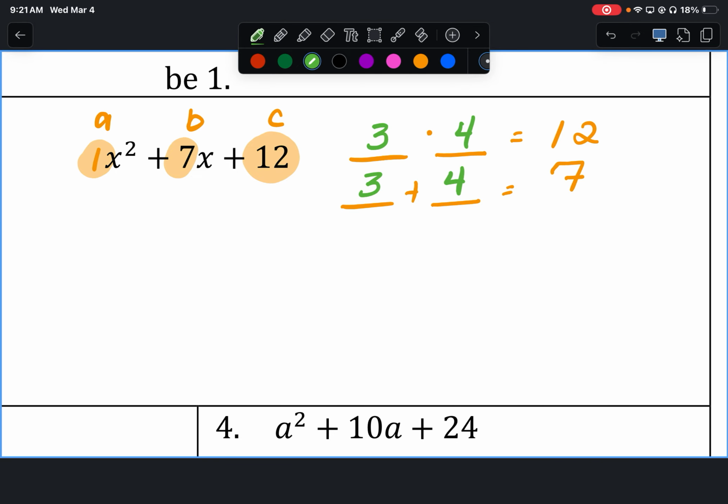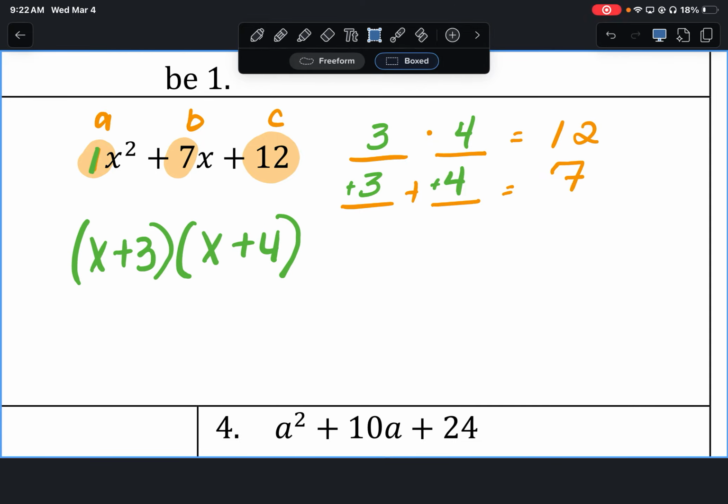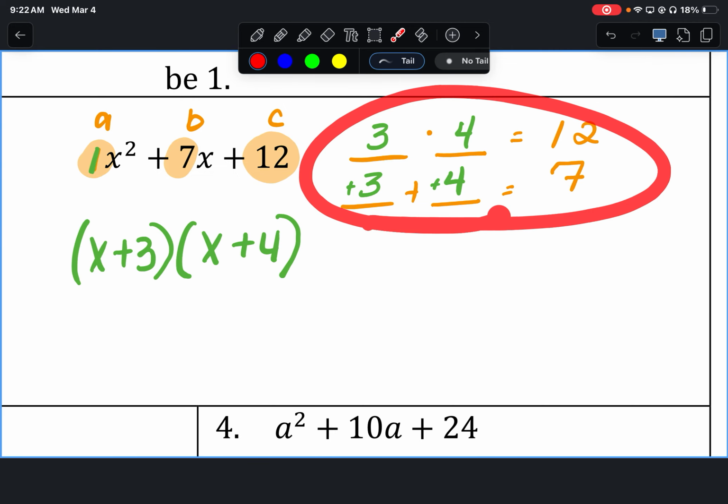So whenever A is 1 and we get to this point, all we have to do is write our answer. Okay? These are both positive 3 and positive 4. So all we're going to do is go x plus 3 times x plus 4. And we're done. Whenever A is 1, we can do that. We cannot do that when A is not 1. But when A is 1, once we do the product sum, we're good.